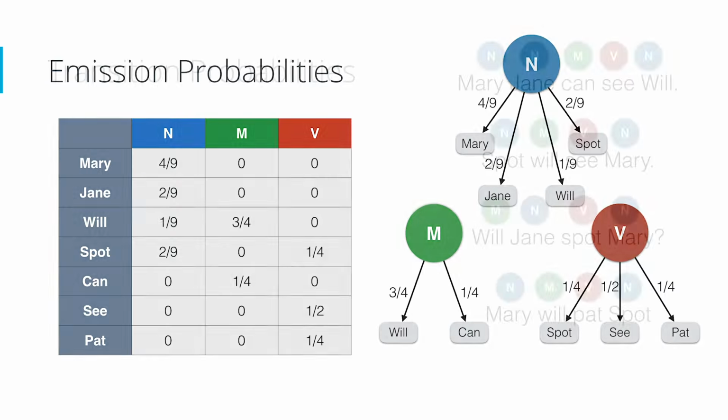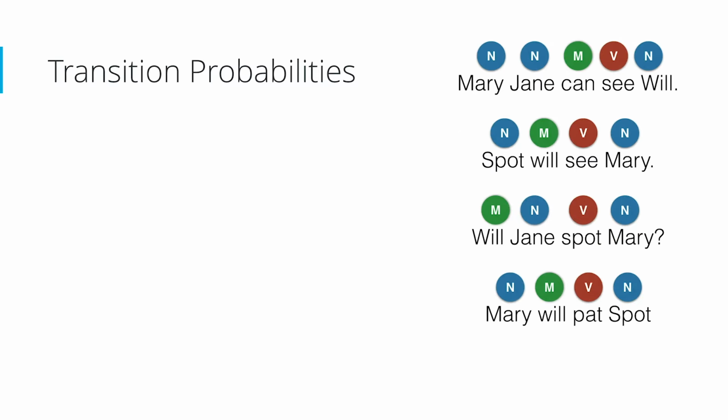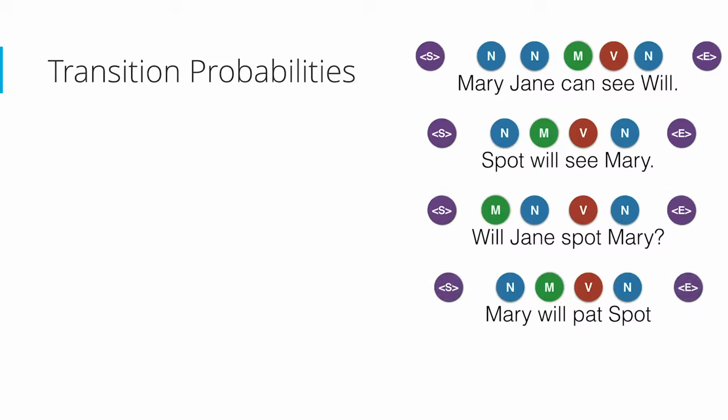That is no problem. So now let's calculate the transition probabilities. These are the probabilities that a part of speech follows another part of speech. First, in order to actually get the whole picture, we'll add starting and ending tags on each sentence, and we'll treat these tags as parts of speech as well. And now we make a table of counts.